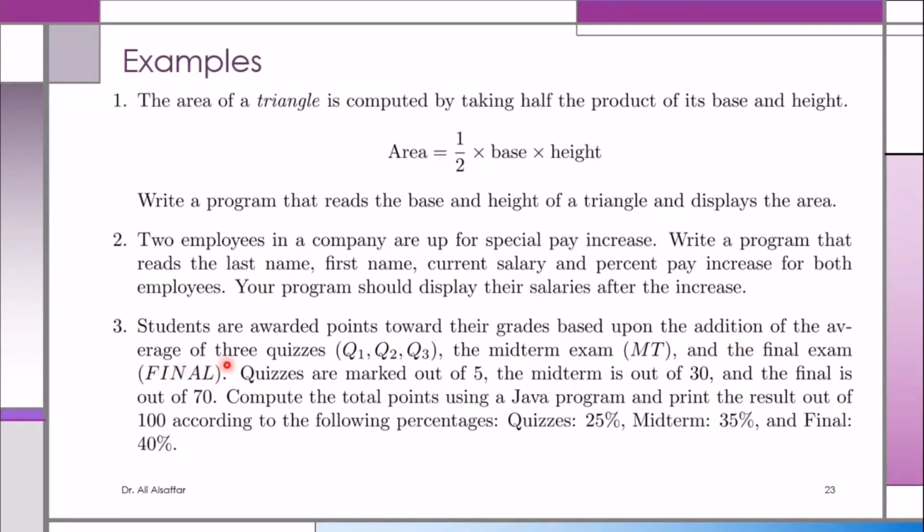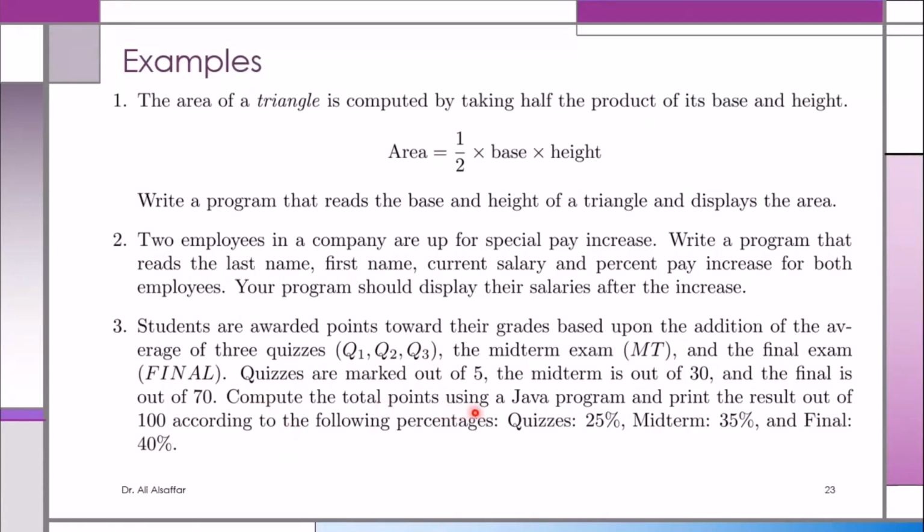The addition of the average of 3 quizzes. So we have 3 quizzes. We need to take the average, midterm, and final exam. We will use Q1, Q2, Q3 for the quizzes, MT for the midterm, and final, we will call it final. Quizzes are marked out of 5. So when we give quizzes to the students, we grade them out of 5. And the midterm will be out of 30, and the final will be out of 70. But after we collect all these numbers, we need to make conversions to make the total out of 100.